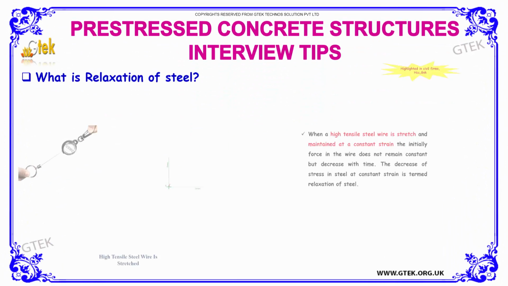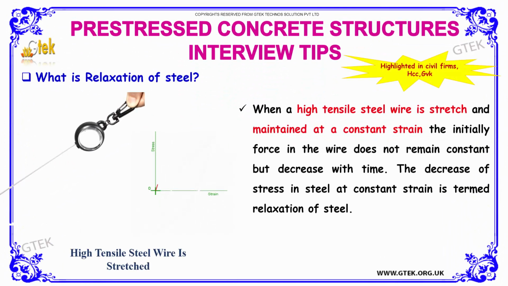Let's move to the next question. What is meant by relaxation of steel? When high tensile steel wire is stretched and maintained at a constant strain, the initial force in the wire does not remain constant, but we can find a decrease with time. The decrease of stress in steel at constant strain is termed as relaxation of steel.